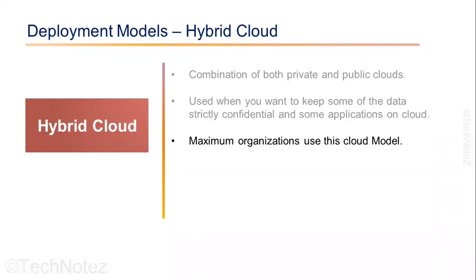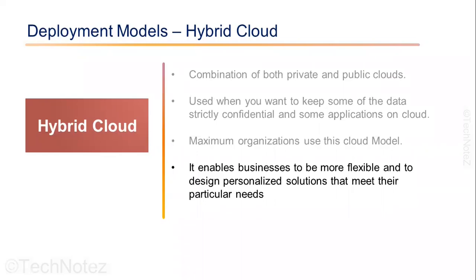This is the most common deployment model used in organizations. Organizations moving their data centers from on-prem to cloud use this deployment model. Some organizations cannot host all their applications on the public cloud because of security concerns or data protection requirements. Hybrid cloud enables you to run both on-prem and cloud applications at the same time.